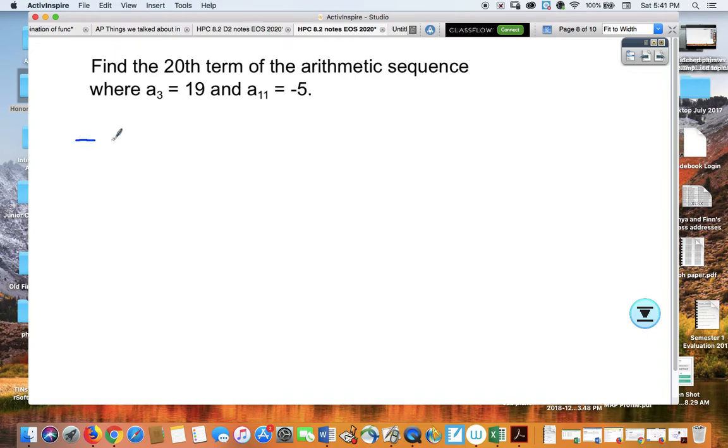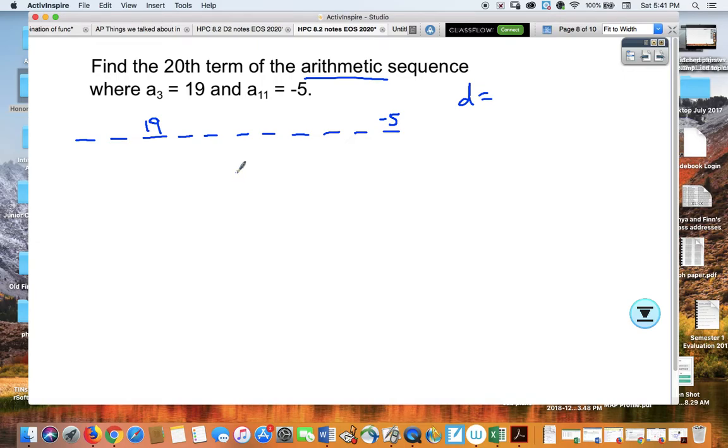Okay, so I'm not given the first term. I'm given the third term, which is 19. 4th, 5th, 6th, 7th, 8th, 9th, 10th, 11th. The 11th term is negative 5. I'm supposed to find the 20th term. So I need to figure out, and I'm told this is arithmetic, so I know there's going to be a common difference. I got to figure out what that common difference is. I know that it's going to be negative because my numbers are decreasing.